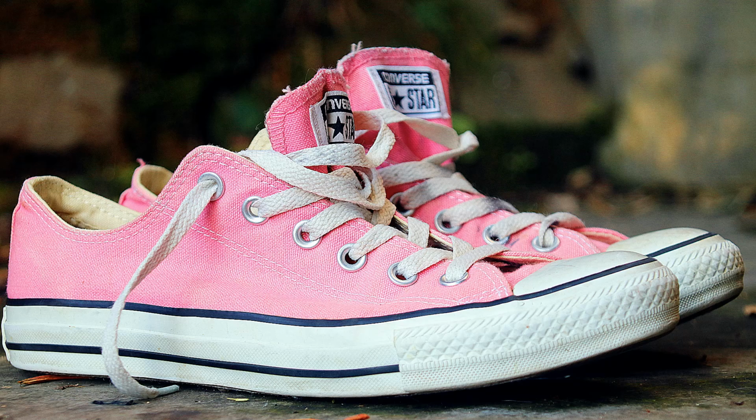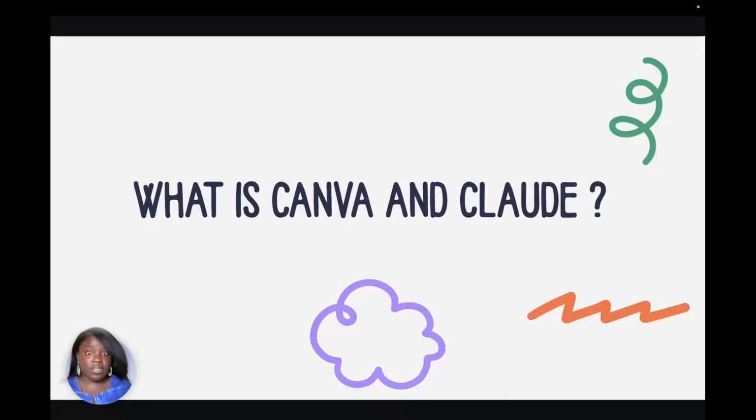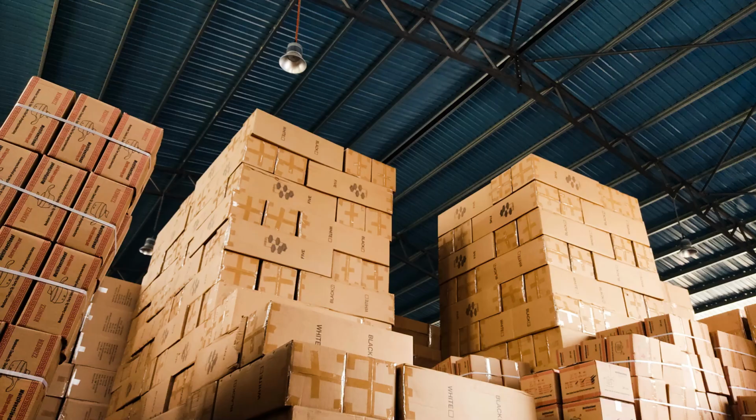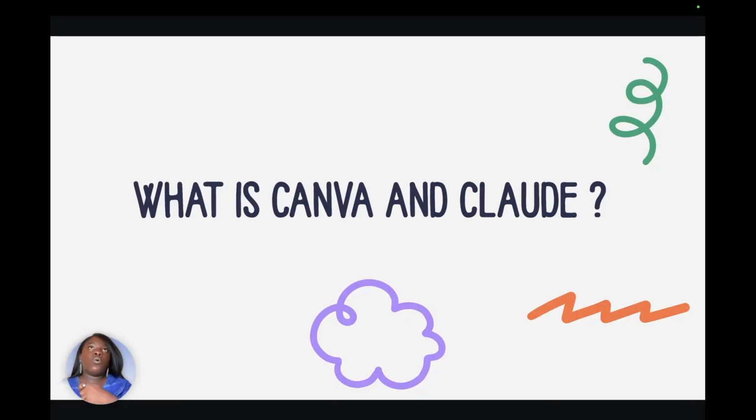Now, in this case, I would say that the pink shoe is the design output that we want. The warehouse is Canva, and then the instruction you're going to give is where Claude comes in. So when you make this connection and you give that instruction to Claude, like, hey, I want to generate this Canva design for an event, maybe follow this template, it goes to the warehouse of Canva, and then it generates a graphic image for you and gives you an output.